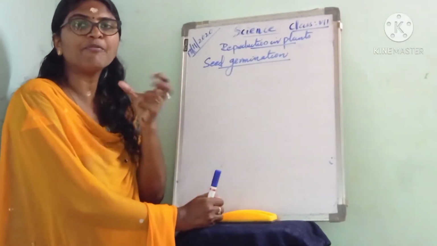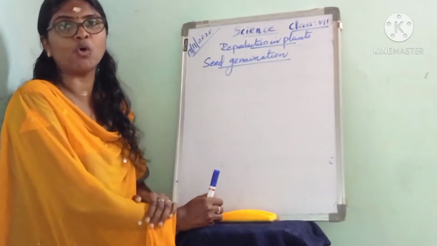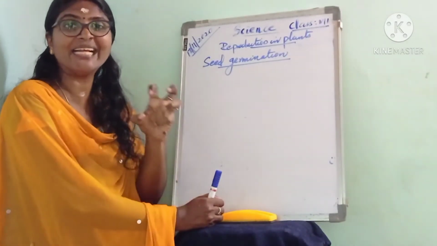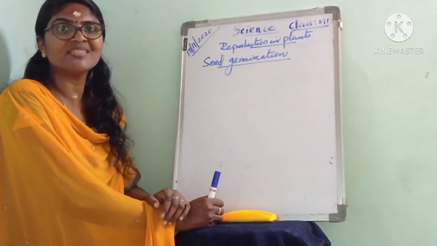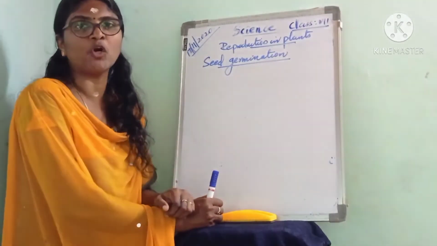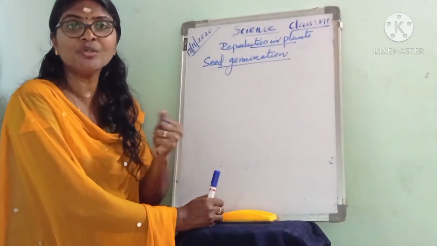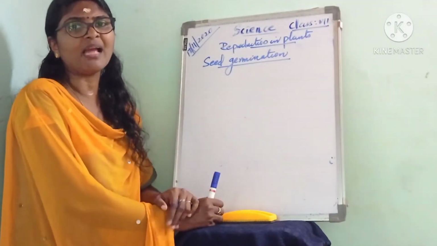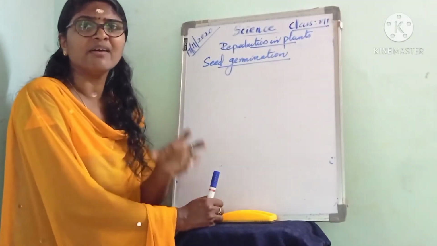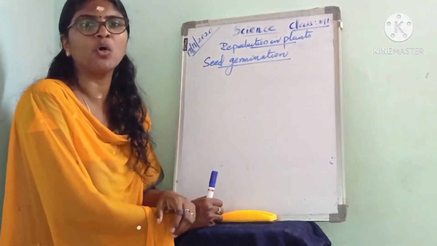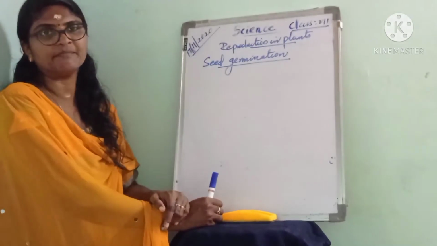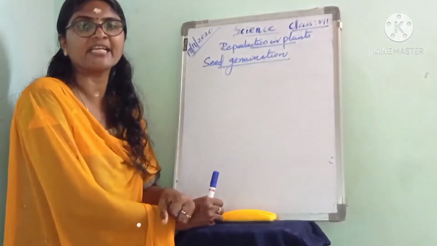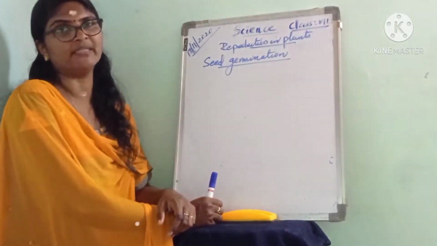Some seeds have a very thin seed coat and some other seeds have a thick seed coat. Those seeds which have a very thin seed coat germinate within 2 to 3 days. And the seeds which have a very thick seed coat take many days to germinate. When a seed germinates, a new plant is formed.